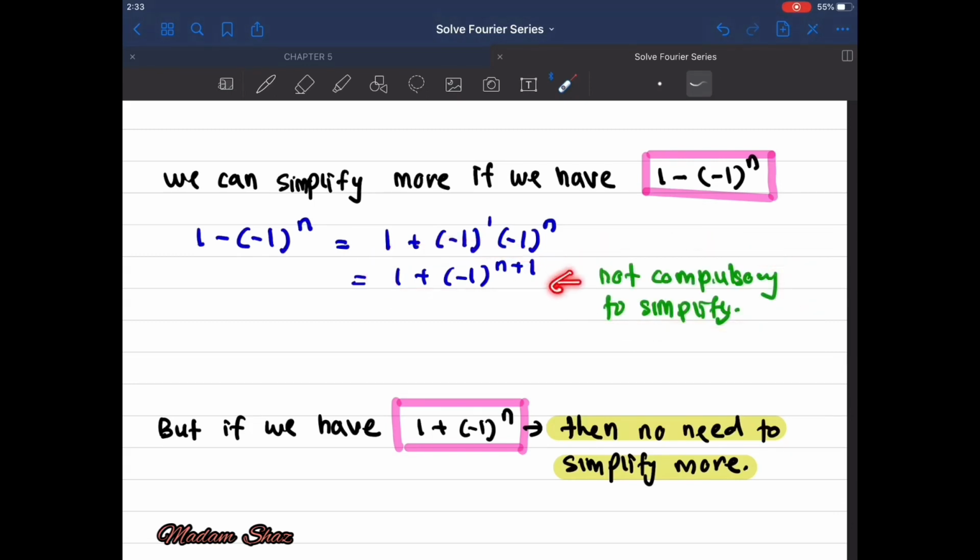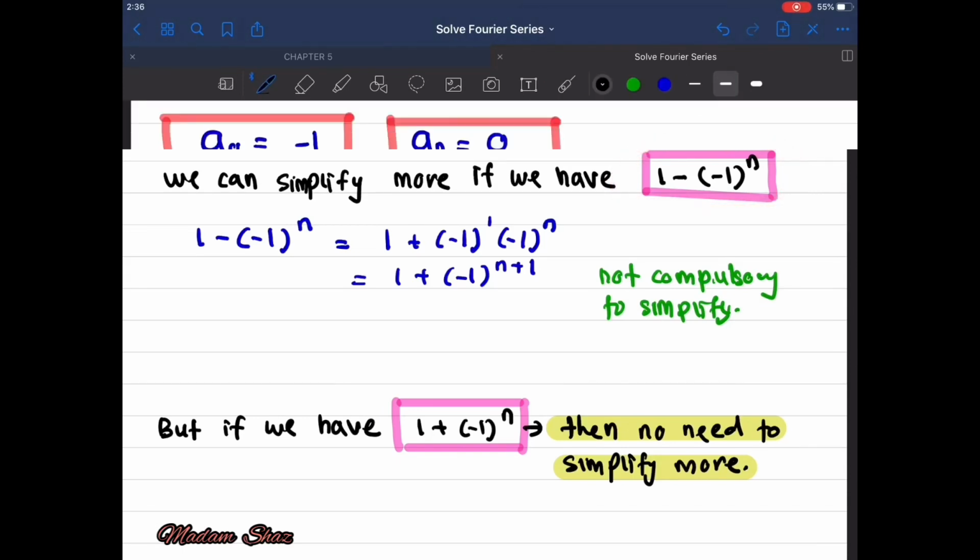So this one is not compulsory for you to simplify. It depends on your question. If the question asks you to show that your answer is in terms of the power of n plus 1, then you have to simplify. If the question does not mention anything, then you can just proceed with your final answer as 1 minus (-1)^n.